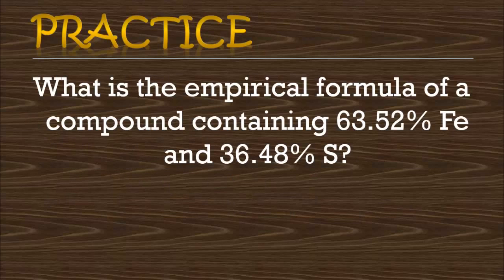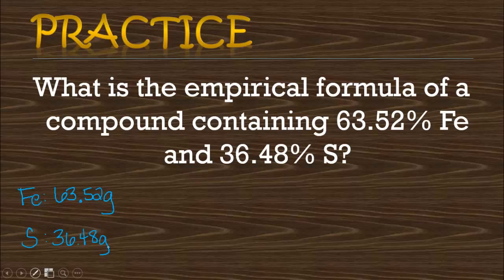So let's practice. It's easier to show it than to just talk about it. So we want to find the empirical formula of a compound that contains 63.52% iron and 36.48% sulfur. First thing you want to do is change your percents into grams. And remember, we don't know how much is there, so we assume it's 100, so all we have to do is change our percent signs to grams. So for iron, I'm going to change it to 63.52 grams. For sulfur, I'm going to change it to 36.48 grams.